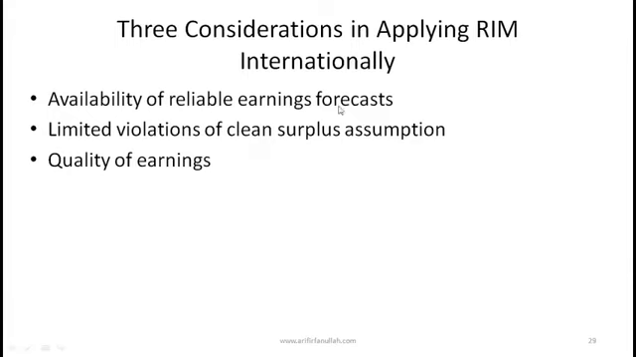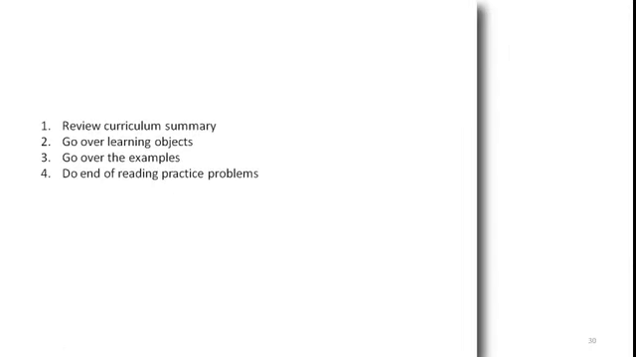This is another comment on international. If you are looking at companies in developing countries, then availability of reliable forecasts might be an issue. In some countries, violations of the clean surplus assumption are a problem; if there are limited violations, that's good. Quality of earnings: wherever you're doing an analysis, you need to look at the quality of earnings. Ideally you want high quality of earnings, which means low accrual ratios. Okay, so that is it.